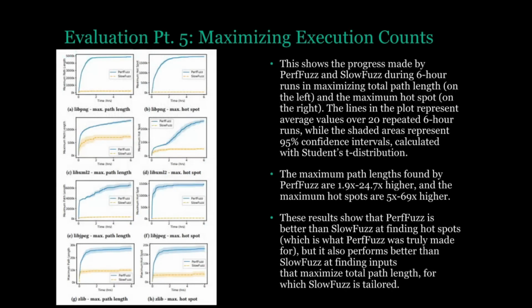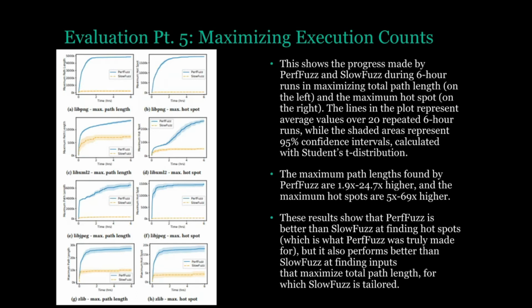So these are the results. This shows the progress made by PerfFuzz and SlowFuzz during 6-hour runs in maximizing total path length on the left, and maximizing hotspot, which is the graphs in the column on the right. The lines in the plot represent average values over 20 repeated 6-hour runs, while the shaded areas represent 95% confidence intervals, calculated with Student's t distribution.